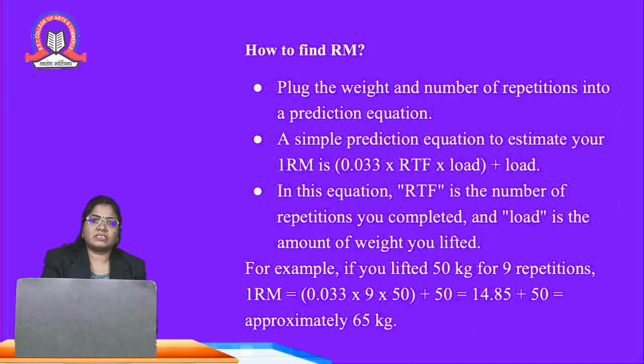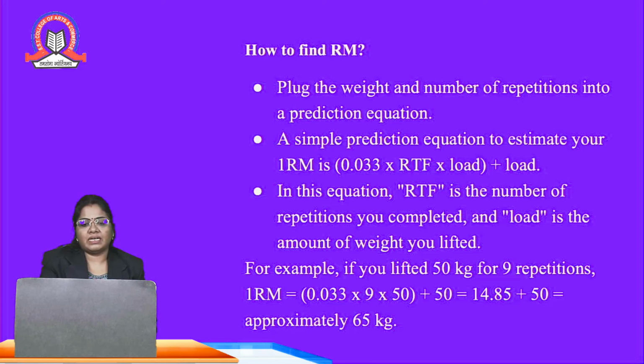Next we are going to see some calculation of finding RM. Plug the weight and number of repetitions in the prediction equation. So the number of repetitions we want to check, we want to note it. Then we form one prediction equation to find the one RM value. A simple prediction equation is 0.033 times RTF times load plus load. RTF means the number of repetitions you completed and load is the amount of weight you lifted. According to that we can find the one RM value.